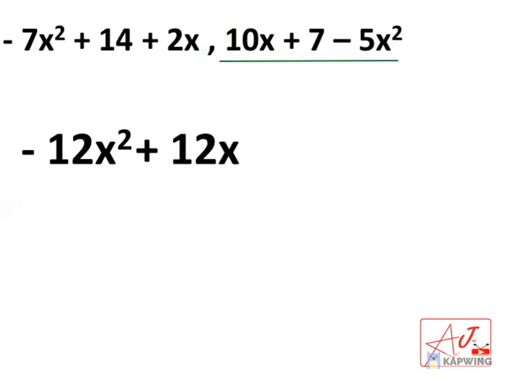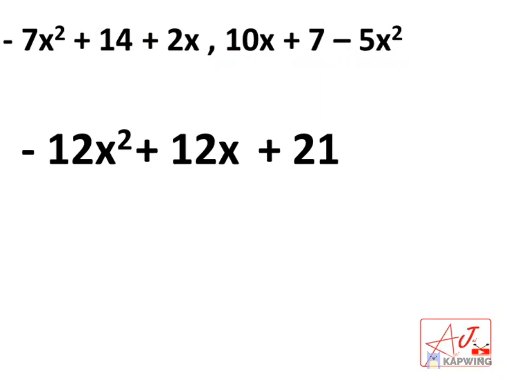And lastly, sino po huli natin yung pagsasamahin? Siyempre, yung dalawang term na walang variable, which is si 14 at si 7. Dahil parehas po silang positive, ibig sabihin, i-add natin sila. And 7 plus 14 is equal to 21. So therefore, the final answer for these two sets of expressions is negative 12x squared plus 12x plus 21.